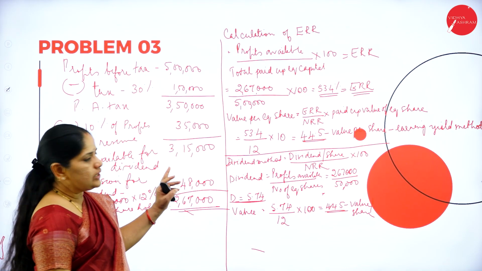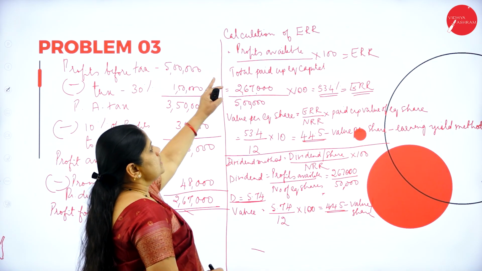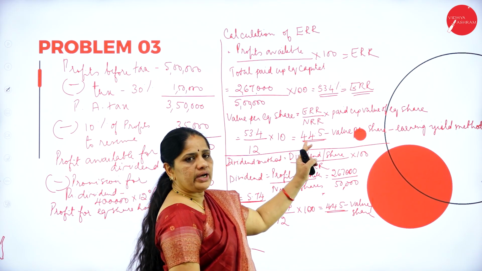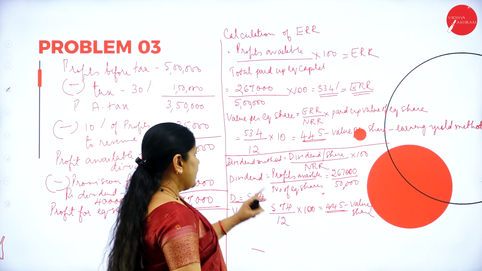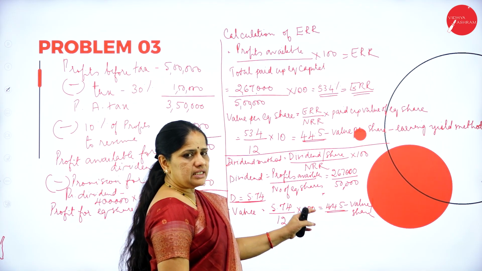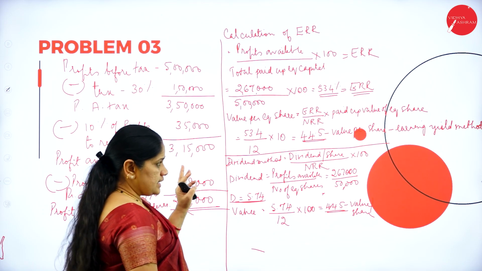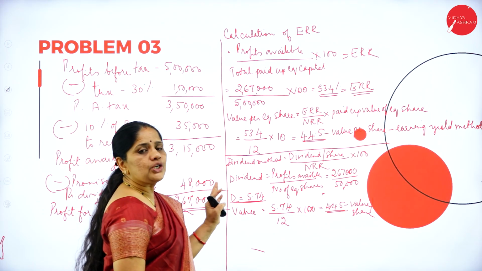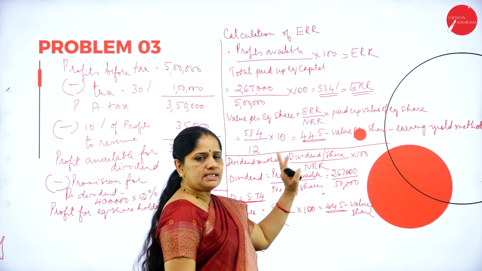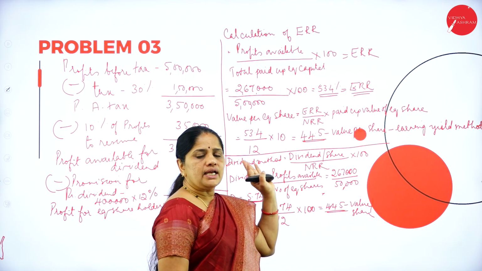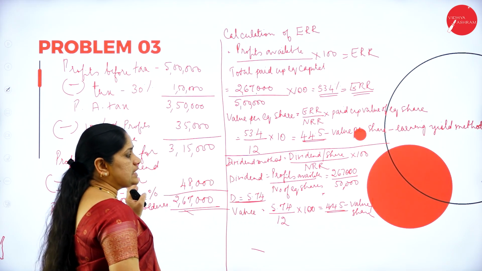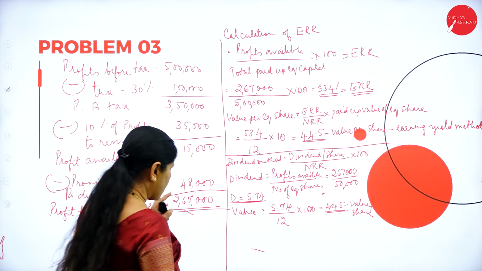So, we have calculated the value per share. Based on the earning yield method, I got the share value as 44.5, and based on the dividend method also I am getting the same, 44.5. By whatever method we do the problem, we have to get the same value of the share. It should not change. If the value is the same, then the answer is correct. But if the value is different, then the answer is wrong.